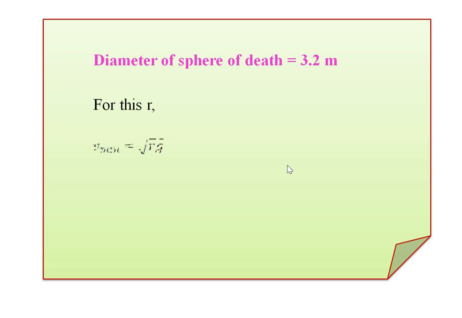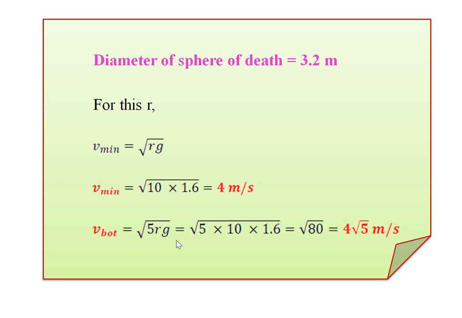For this radius, we know that for the minimum speed the formula is v minimum is equal to under root of small r into small g. So putting the values of r and small g, we get the final answer. V minimum is equal to under root of 10 into 1.6. So multiplying and taking the square root, we get the final answer, that is 4 meter per second.